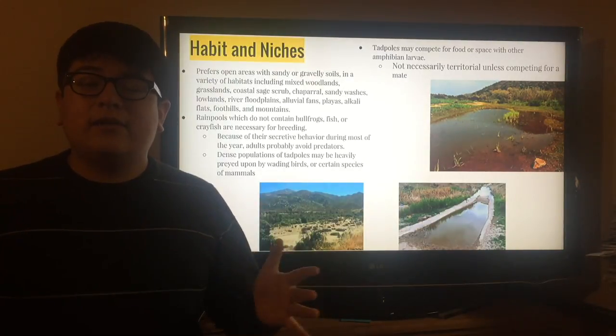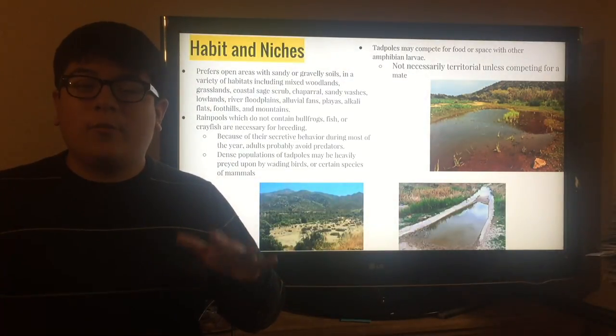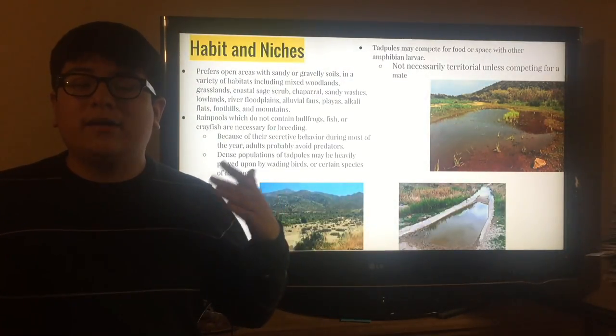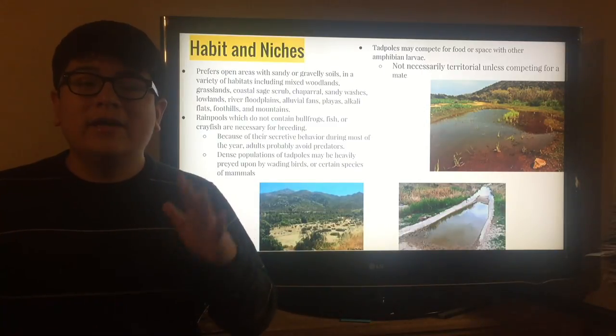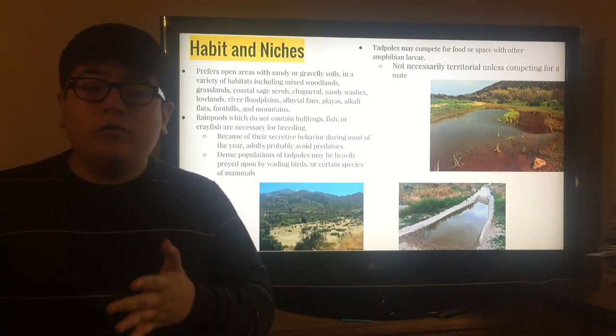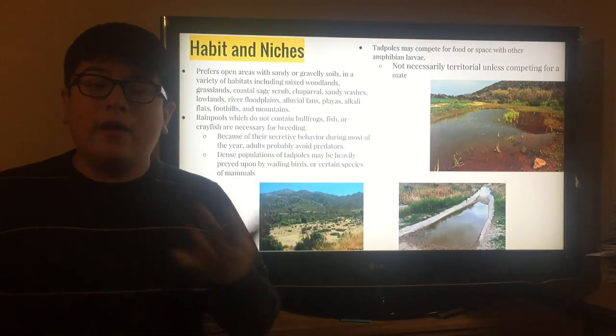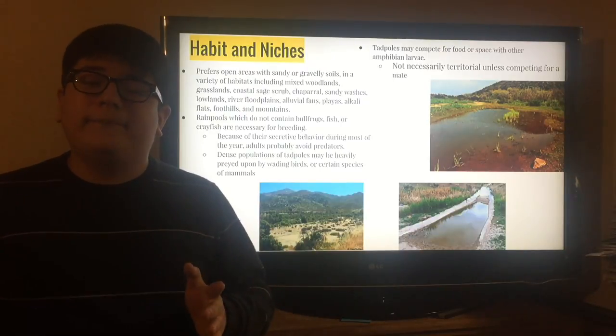It is also necessary for these niches to help camouflage them so that when they produce offspring, the offspring can be placed in areas where they cannot be found by predators. So when the tadpoles hatch, they can compete for space or food with other amphibians. However, they're not considered territorial unless they're competing and finding a mate.